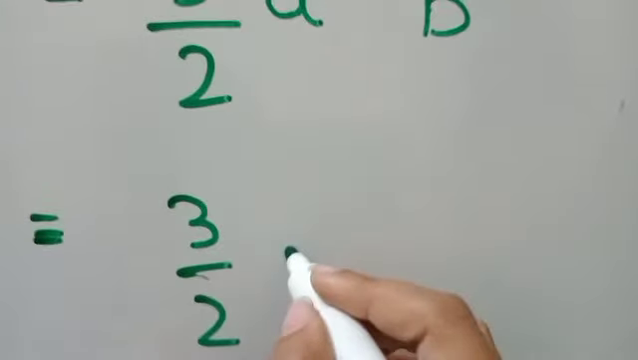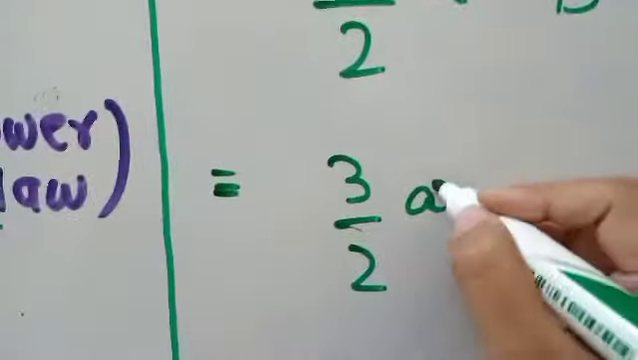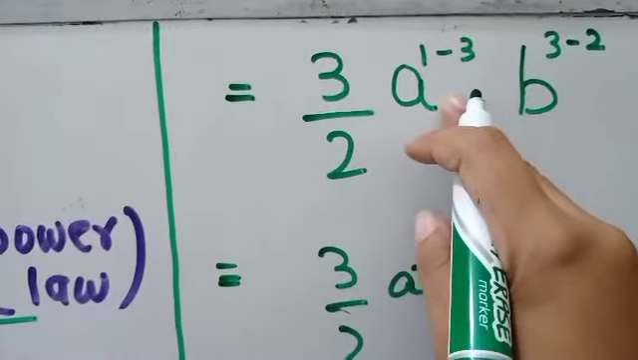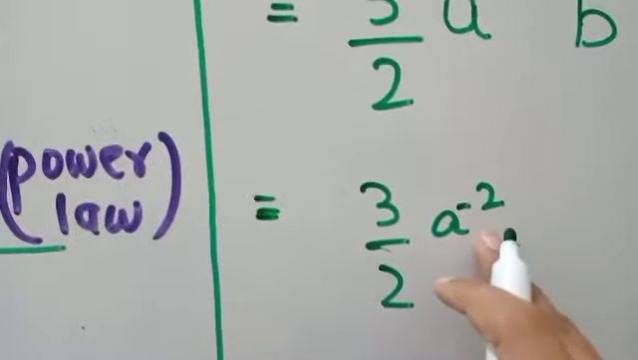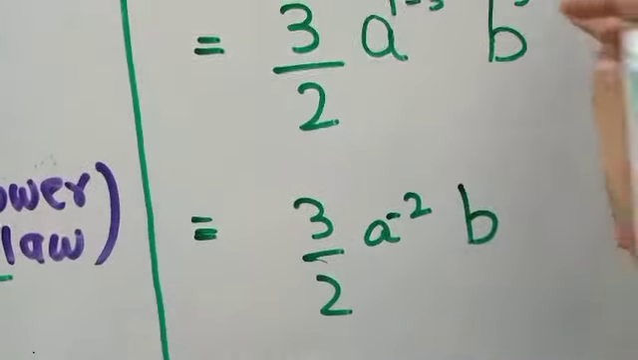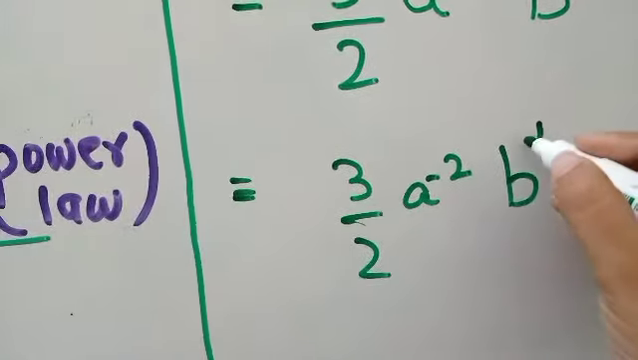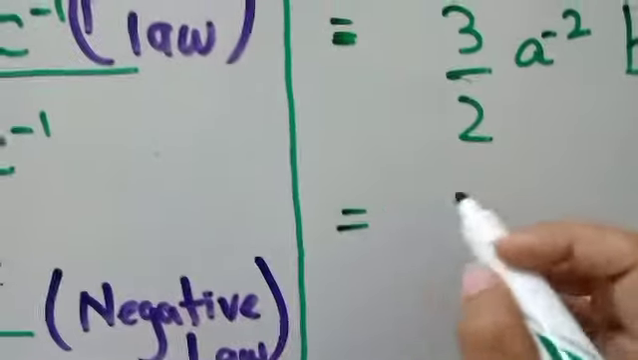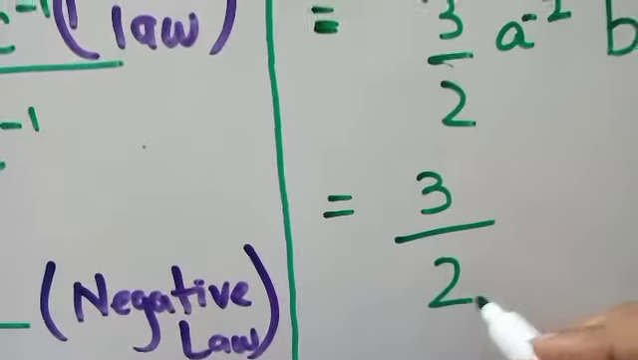a: 1 minus 3 will give me minus 2. Plus 1 minus 3, plus and minus gives minus; you subtract, you get 2, with the sign of the greater number. B: 3 minus 2, plus and minus gives minus; 3 minus 2 gives me 1, with the sign of the greater number, so plus 1 will come. I will not write plus 1 over here. Simply 3 upon 2 you will copy.